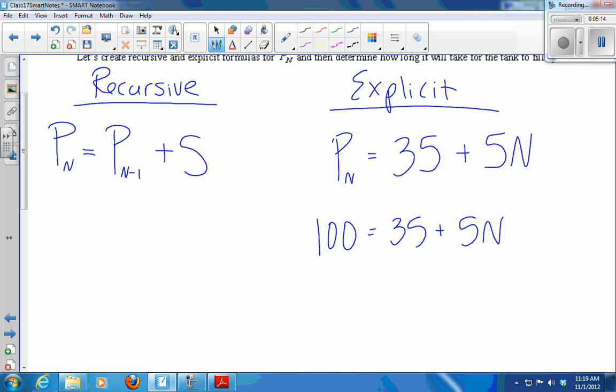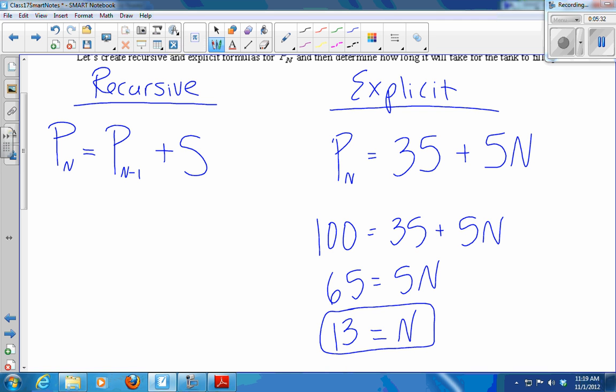And then we can just solve for n, the year that that happens. So subtract 35 from both sides. So I have 65 equals 5n. Divide both sides by 5. And n would be 13. Yes, 13 years, the tank will be full.